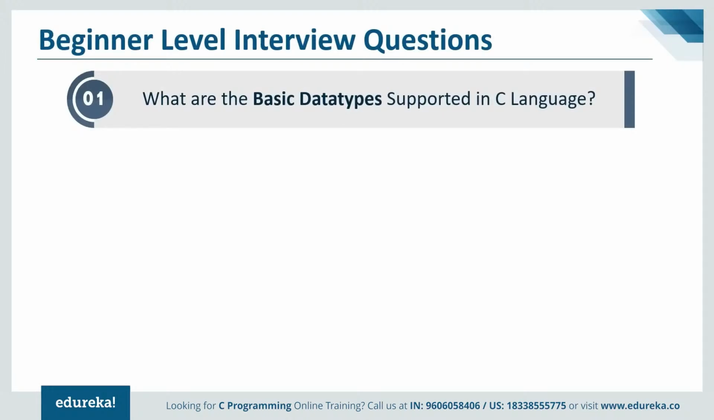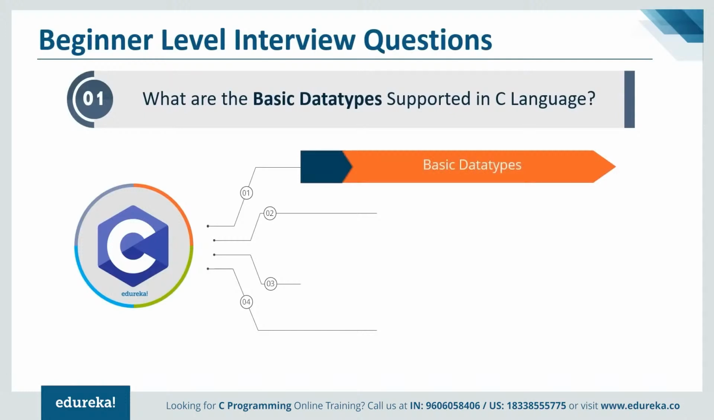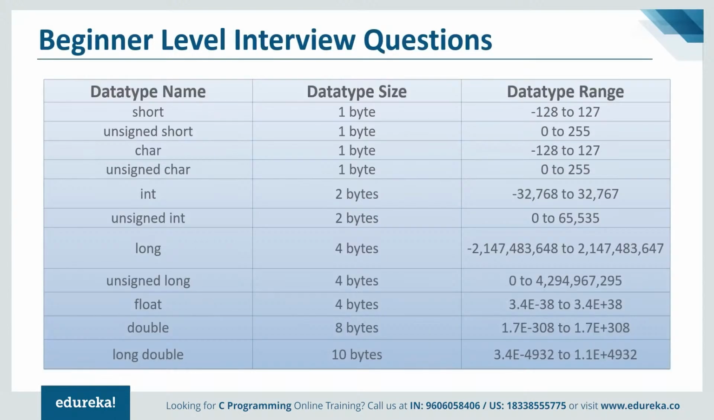The data types in C language are categorized into 4 different variants. One of them is the basic data types. Now let us discuss it. So the 4 categories of data types in C language are basic data types, derived data types, enumeration data types, and lastly the void data type. So the basic data types. What are the basic data types? The basic data types supported in C language are short, unsigned short, character, unsigned character, integer, unsigned integer, long, unsigned long, float, double, and long double.